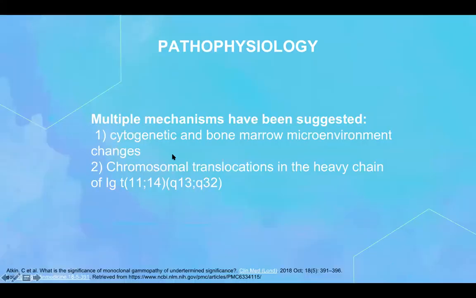As I told you before, the physiopathology is not defined yet about the MGUS. But some of the mechanisms that are being discovered is that it's related to the bone marrow microenvironment, and also translocation of the heavy chain of the immunoglobulin in the chromosome 14 with the chromosome 11 that has the cyclin D1 protein that is going to be related to the cell progression.